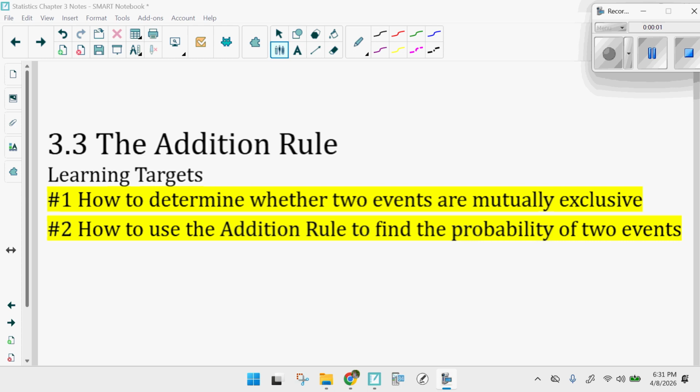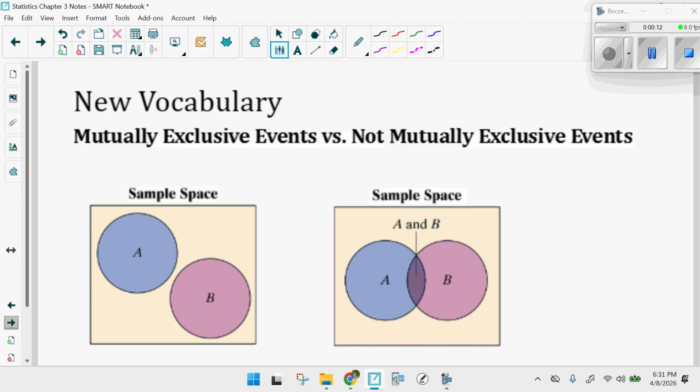3, the addition rule for probabilities. And we're going to look at how to determine whether two events are mutually exclusive and how to use the addition rule to find the probability of two events.